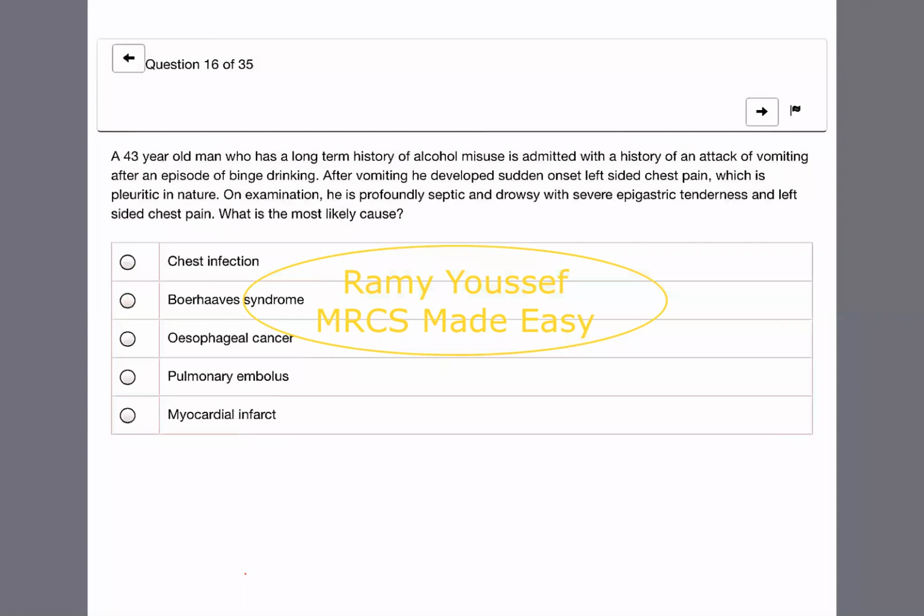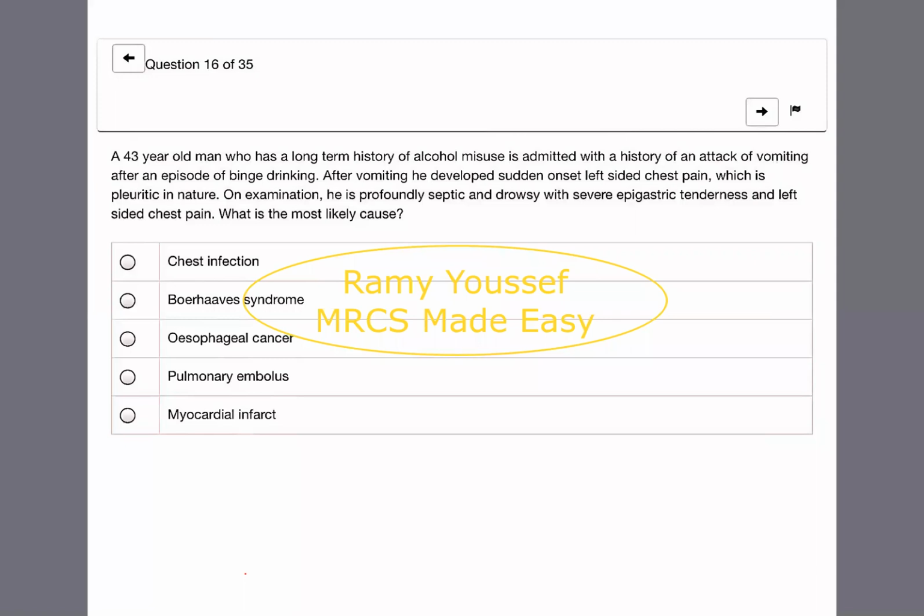A 43-year-old man with a long-term history of alcohol misuse is admitted after an attack of vomiting following an episode of binge drinking. After vomiting, he developed sudden onset left-sided pleuritic chest pain. On examination, he is profoundly septic and drowsy with severe epigastric tenderness and left-sided chest pain. What is the most likely cause? A. Chest infection, B. Boerhaave syndrome, C. esophageal cancer, D. pulmonary embolus, E. myocardial infarct.